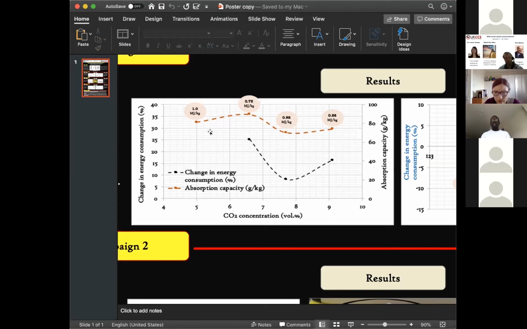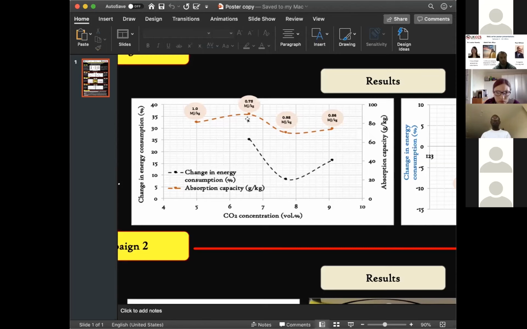reboiler duty. I need to note that the 6.6 volume percentage that yields the least specific reboiler duty is plant specific to the pilot facility, and other CO2 capture facilities will have to run their own campaign in order to identify the CO2 concentration that yields the least specific reboiler duty.